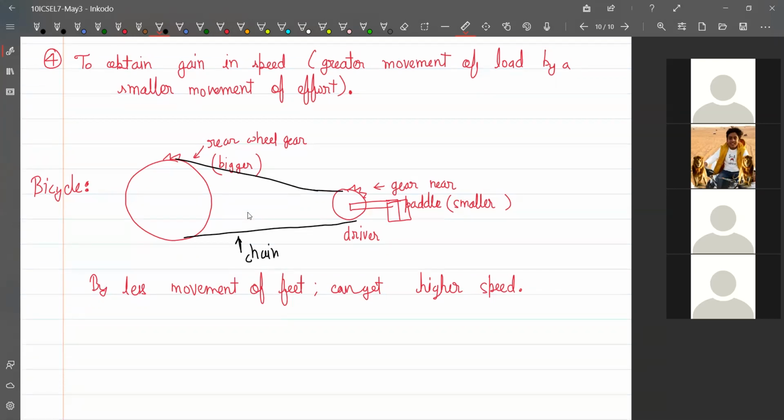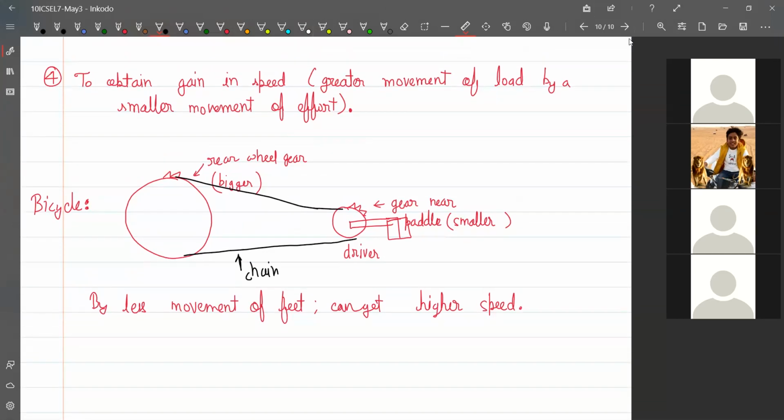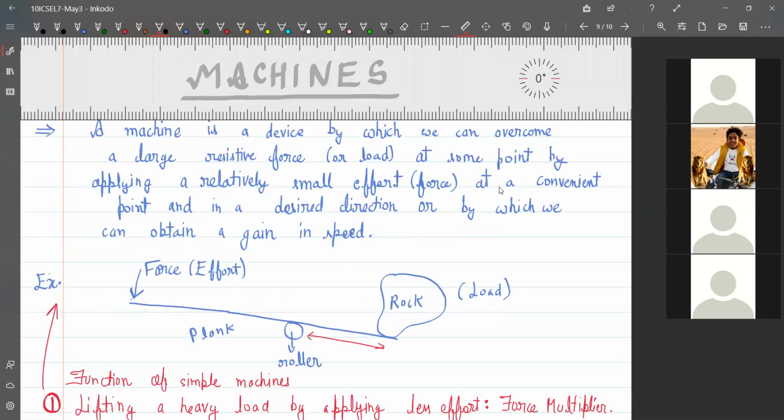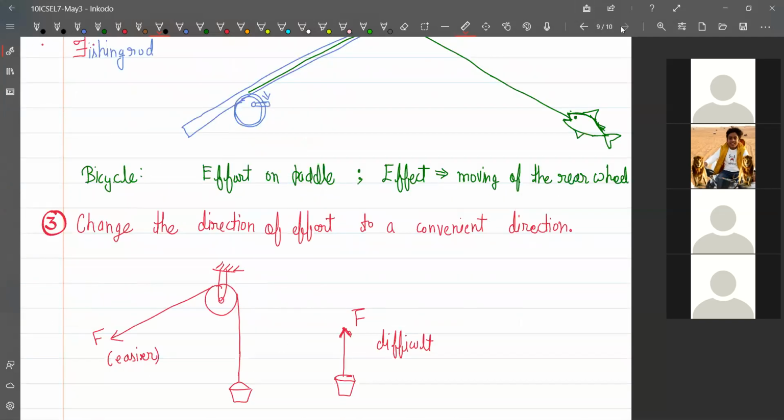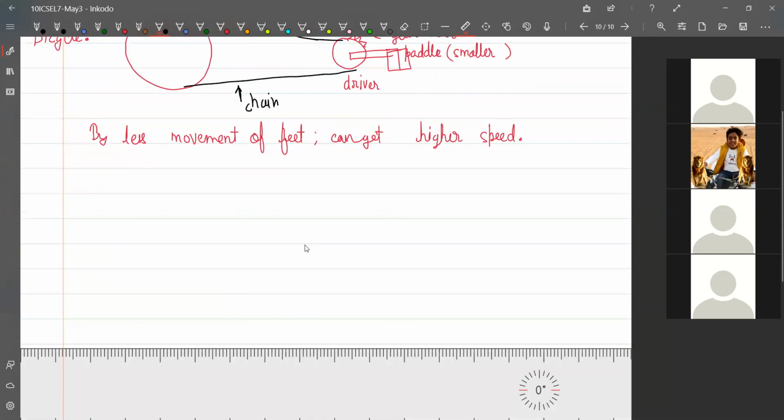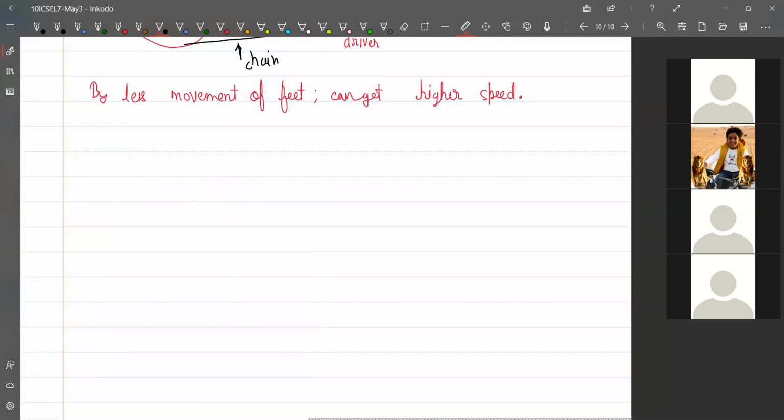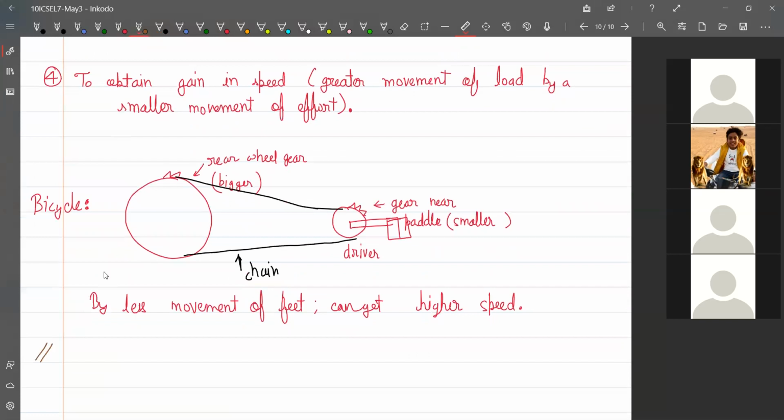So see here, two things are mainly happening. The force is changing or the speed is changing. So a machine can be used to either apply the force or change the speed, but both cannot be happening. One thing you have to note, a machine cannot be used both as a force multiplier and a velocity increaser.